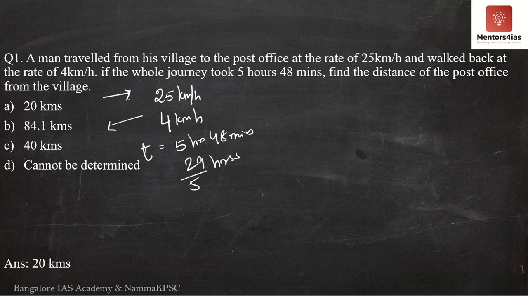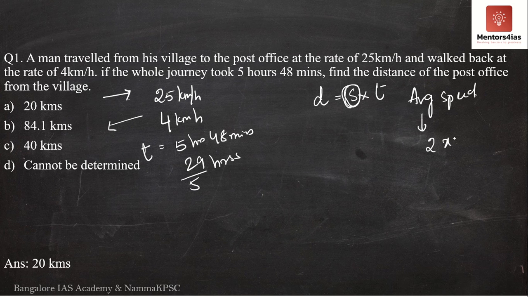So we want distance. Distance is what? Distance is equal to speed into time. Time we already have. Time is nothing but 29 by 5 hours. However, speed is, onward is 25, return is 4 kilometers per hour. Then we have to consider the average speed. If you directly want to take distance is equal to speed into time, then for S, we have to determine the average speed. What is average speed? How do you determine average speed?